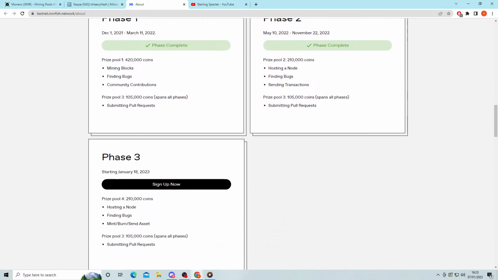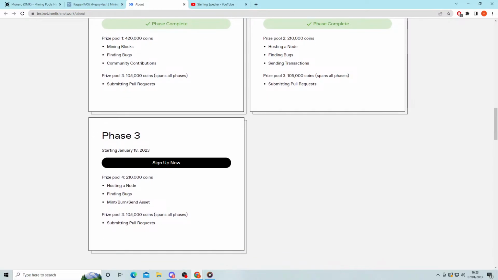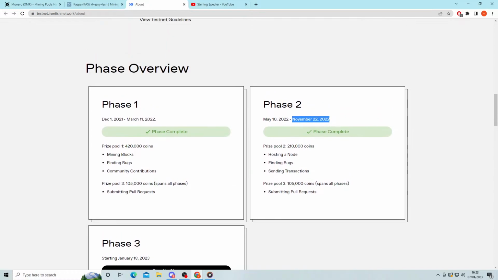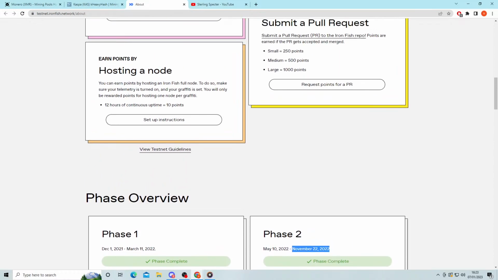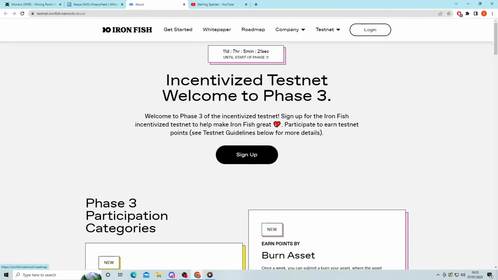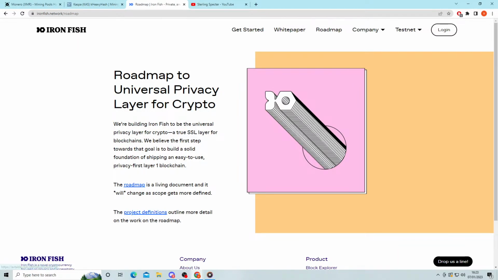By looking at it, you can actually sign up now. Phase 3 is starting on January 18th, so you can start mining then. I haven't actually mined on phase 2 or phase 1. I just saw a video, I think it was in December, about it. That's when I discovered it, and the actual phase ended on November 22nd of 2022. I was getting confused, I was wondering why it was saying 2022. So yeah, there is a roadmap here of what they've actually got going on, so we can see where they are in the timeline.